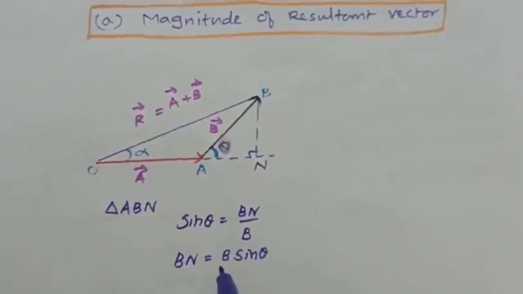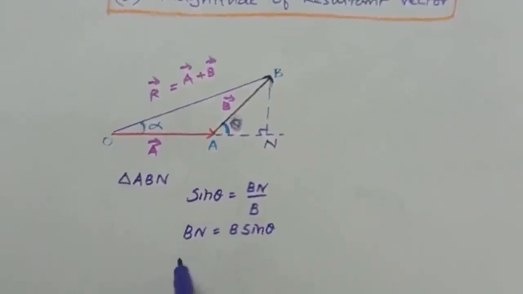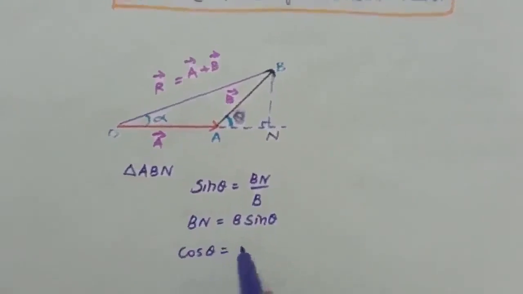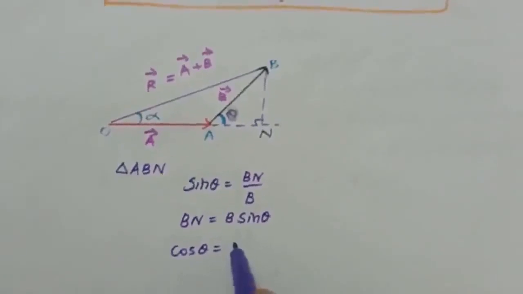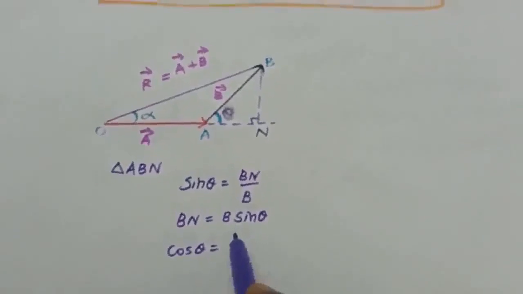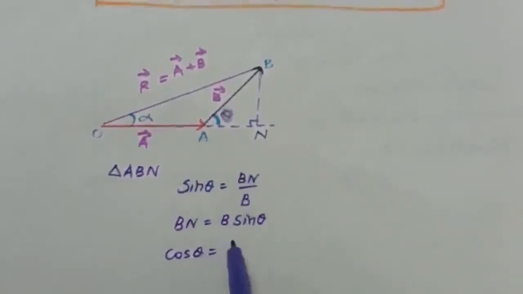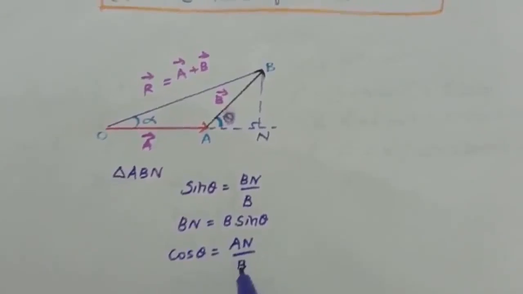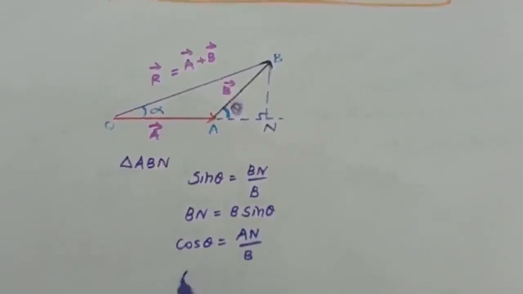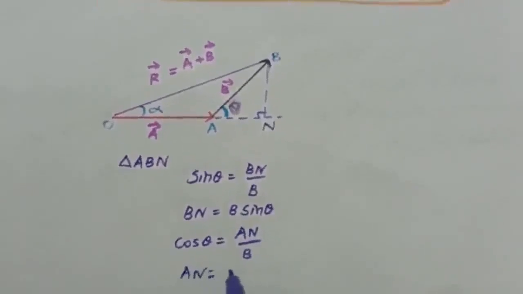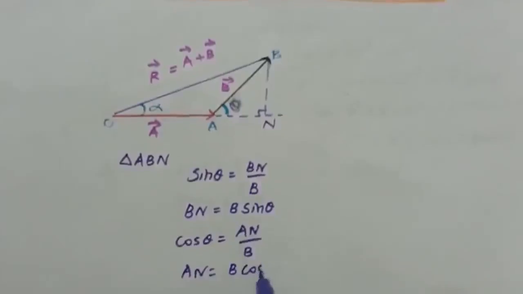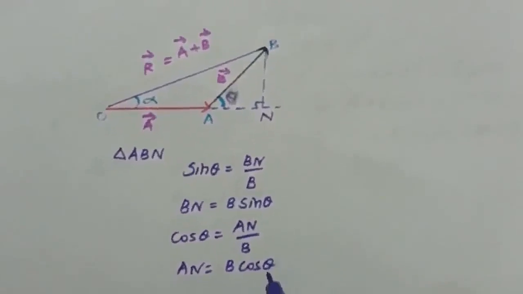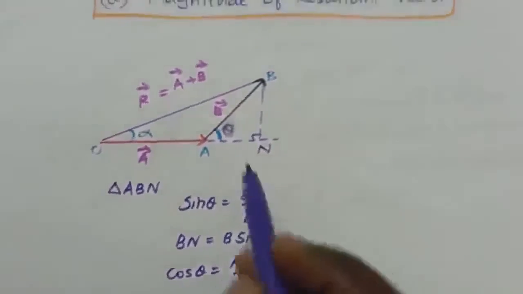And next calculate cos theta. What is the formula for cos theta? Adjacent side divided by hypotenuse. What is the adjacent side? AN, divided by hypotenuse B. Therefore AN is equal to B cos theta. Understand, students? Okay.